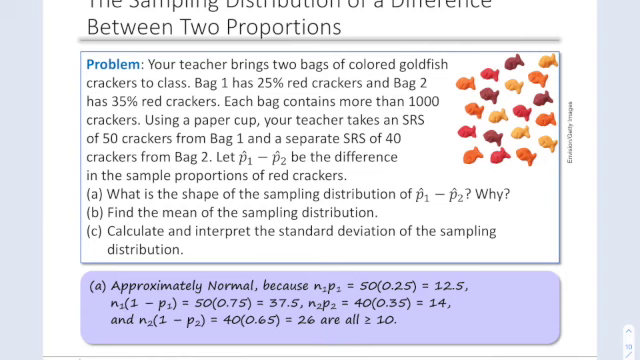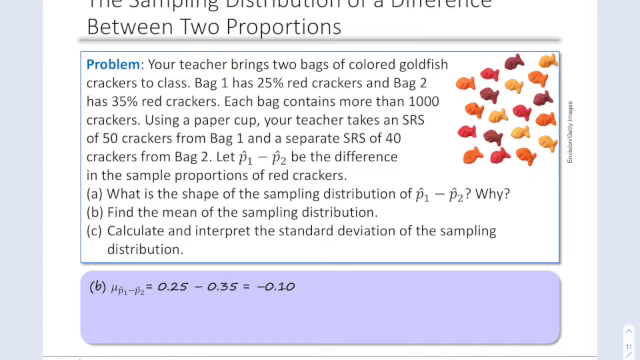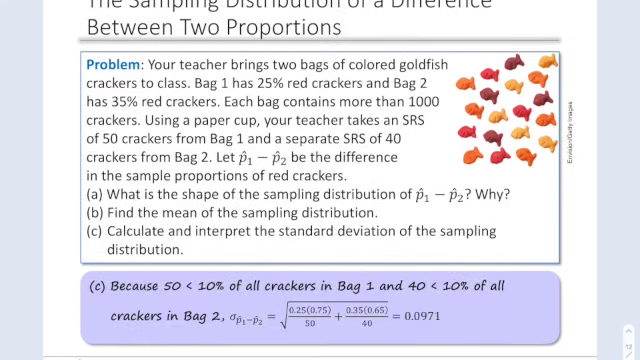Well, the sampling distribution is approximately normal because, checking all four, n times p and n times 1 minus p for both groups, all are greater than or equal to 10. Therefore, it's approximately normal. The mean of the sampling distribution is simply the subtraction of their parameter values, 0.25 minus 0.35, so negative 0.10. And because 50 is less than 10% of all the crackers in bag 1 and 40 is less than 10% of all the crackers in bag 2, we can calculate the standard deviation.